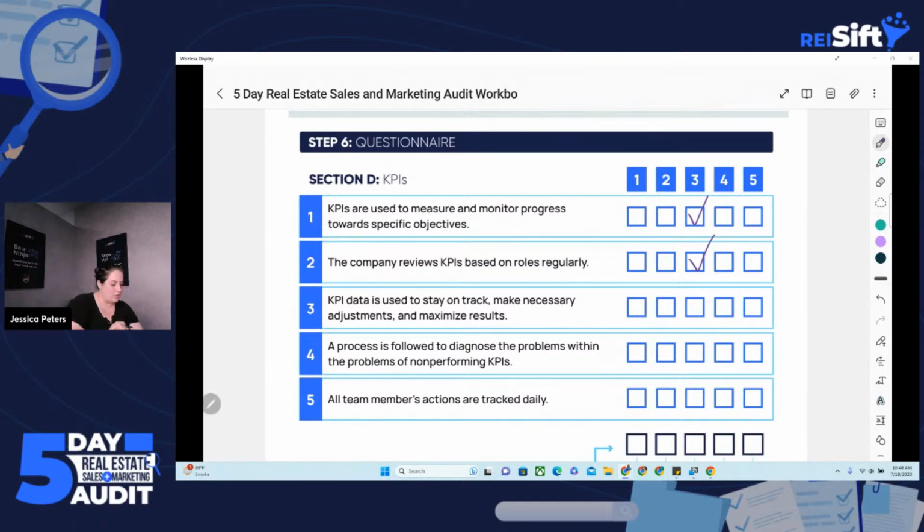KPI data is used to stay on track, make necessary adjustments, and maximize results. This is so important because often when somebody tells me they're not getting the lead generation they want, the natural reaction is, I'm just going to call more people. If I call enough people, somebody's going to want to sell their house. And there is some truth to that, but is it the most effective way? And are you really dialing into what the problem could be? So it's better to look at your KPIs and figure out how to stay on track, how to make adjustments, how to maximize your results based on data, because data doesn't lie.